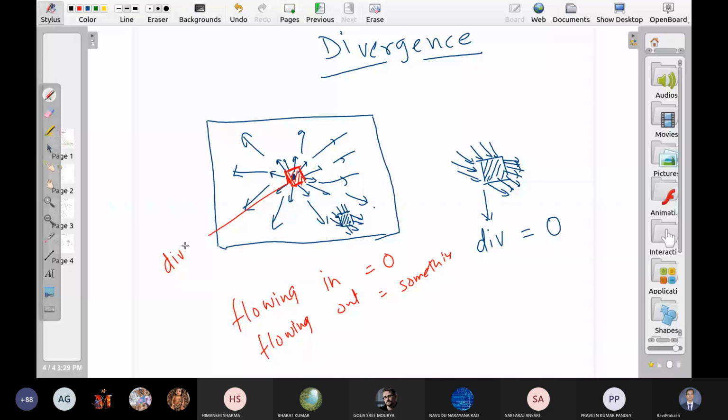Now let us say we have some hole somewhere in the ground. Let us say here. So whatever water goes in this direction, that will enter into this hole and then it will disappear. So if we take a small area around this hole, what do you see? There is water flowing into this area. Some of the water gets into the hole, some of the water may get out.